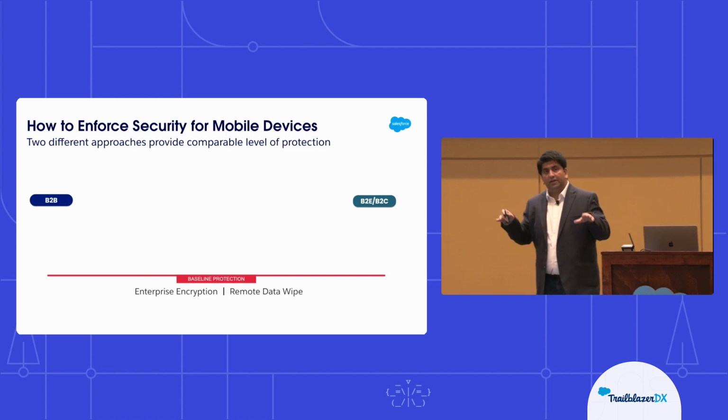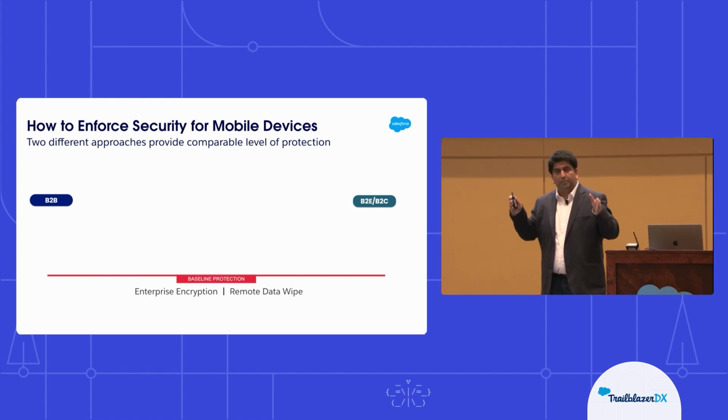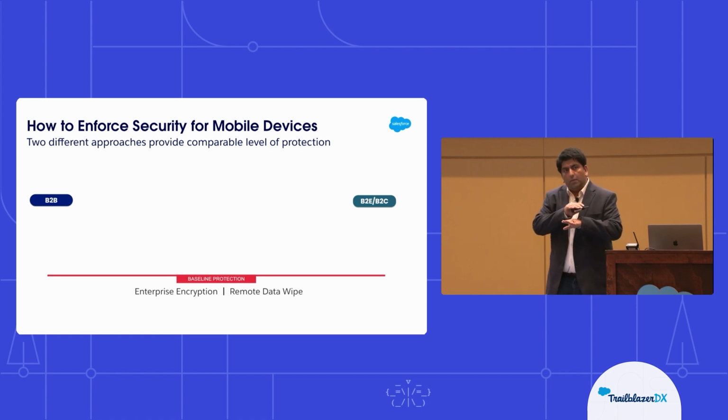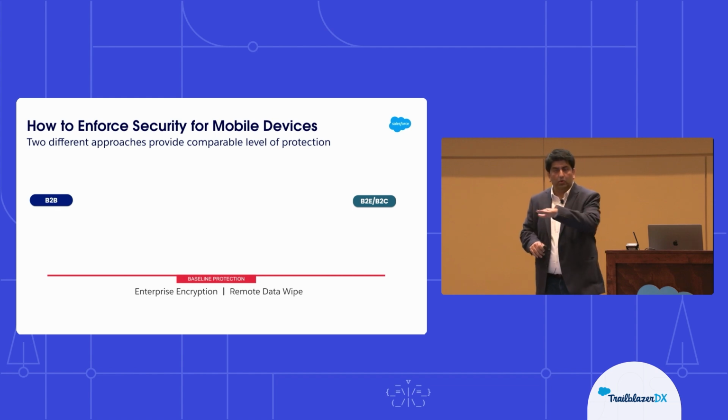Both of these applications, both of these pillars, when you're using the Salesforce apps, it comes with encrypted industry standard baseline protection. This is enterprise encryption, remote data wipe, because we all use connected apps. So should there be any sort of security breach, your admins have the power to log users out and wipe the data off the particular app. That is baseline. It comes out of the box with everything that we do.